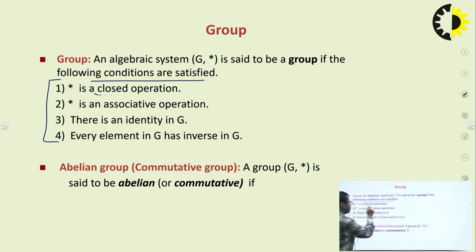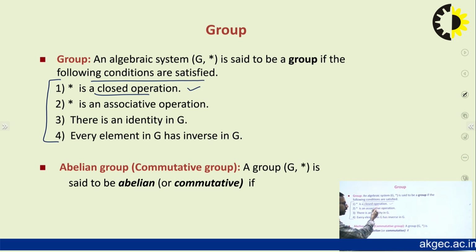First one is the closure property. That means after applying the operation on some elements of a set, if the resultant value also exists in the set, then it is called the closure property. If such an element exists in the set, that is the closure property. That is the first one.